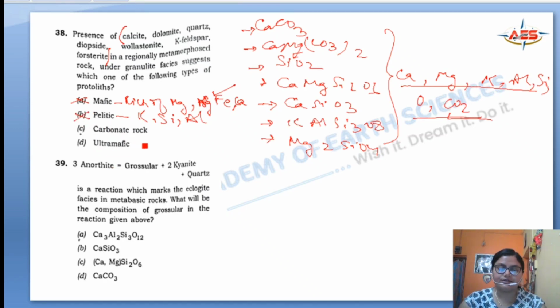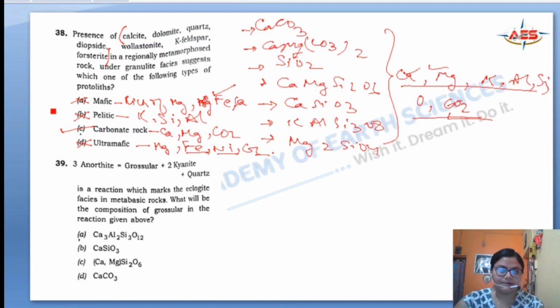In case of carbonate rock, the carbonate rocks are generally rich in Ca, Mg and CO2. Okay, so we have Ca, Mg, CO2. So carbonate rock can be the answer. In the case of ultramafic, they are rich in Mg, Fe, nickel and chromium. So Fe component is not there, nickel is not there, chromium is not there within these mineral assemblages that is given. So ultramafic could not be the answer. So the answer is carbonate rock acts as a protolith for these mineral assemblages. Okay. Now option C is correct for question number 38.